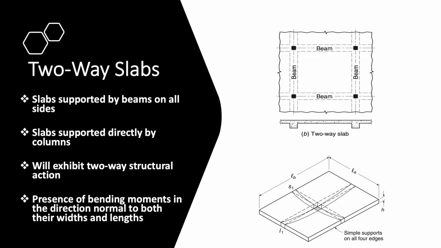Two-way slabs, which are the focus of this presentation, are reinforced concrete slabs that are supported by beams on all sides or are supported directly by columns. These slabs will exhibit two-way structural behavior, which involves the presence of bending moments in the direction normal to both their widths and their lengths.